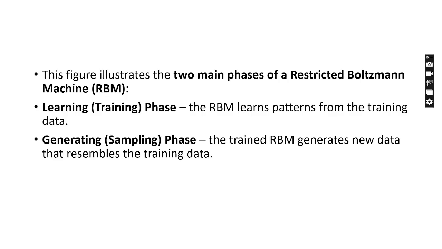The first one is the learning phase. The RBM learns patterns from the training data. That means when we give some input data, it learns something from the input data. That is called the training phase. The second phase is called the generating phase of the RBM. We also call it the sampling phase. Now the RBM has been trained, so the trained RBM generates new data that resembles the training data which we have given. That is called the generating phase.